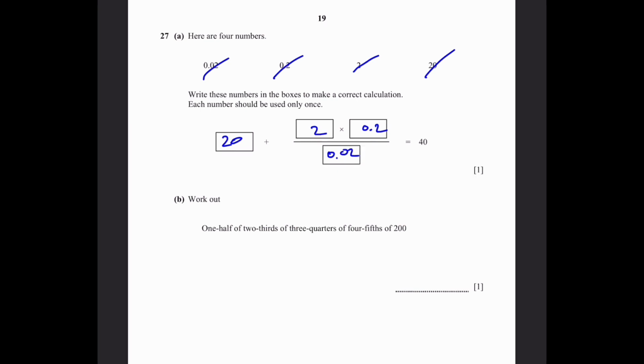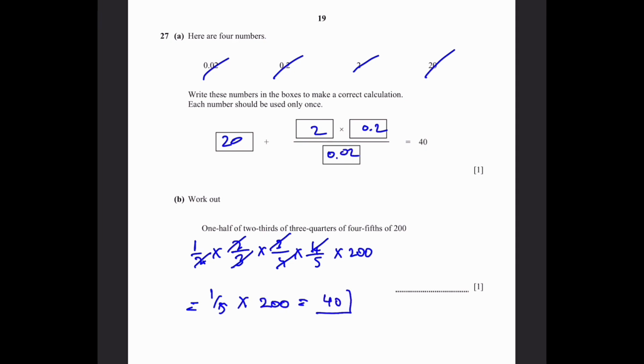B. Work out 1/2 of 2/3 of 3/4 of 4/5 of 200. Alright, so we'll just write this in numbers: 1/2 multiplied by 2/3 multiplied by 3/4 multiplied by 4/5 multiplied by 200. Now we can see we have the same numbers on the denominator and numerator. Therefore, we can cancel out these numbers. That means we get 1/5 times 200. The answer for that is 40.